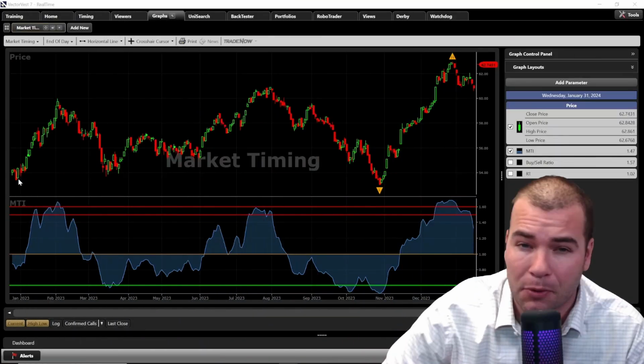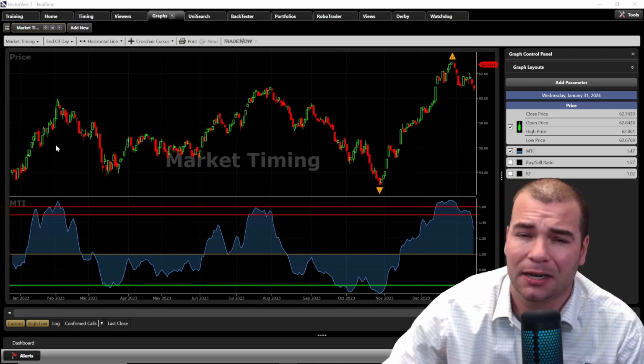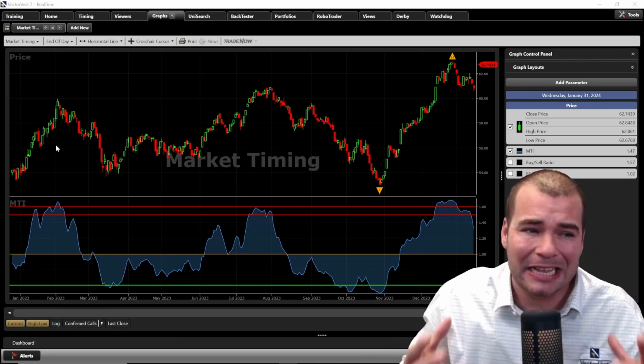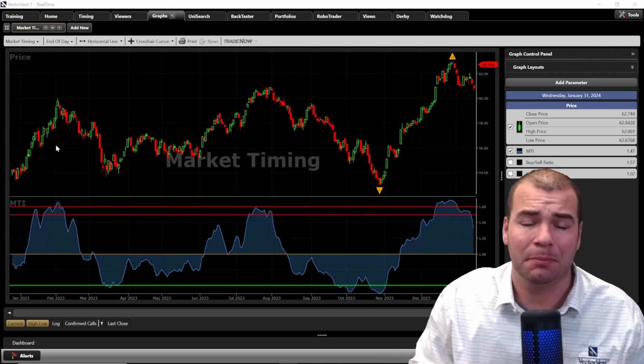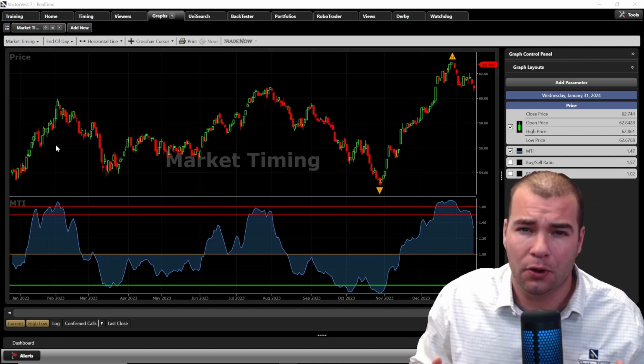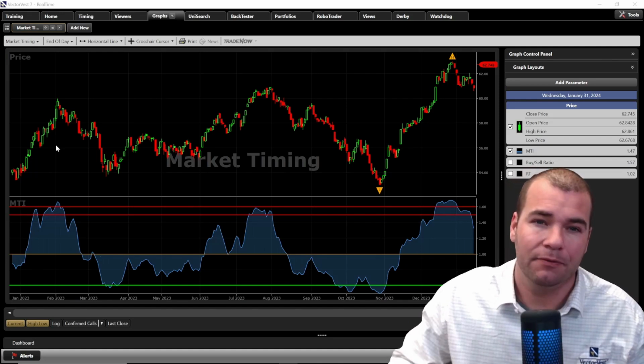Now here we've got the market timing graph. The candlesticks you see here represent the VectorVest composite, or VVC. This is over 9,000 stocks that we're currently tracking in our database, and I personally believe it just gives a better representation of the overall market. This is actually how we generate our market timing signals, off the VectorVest composite.